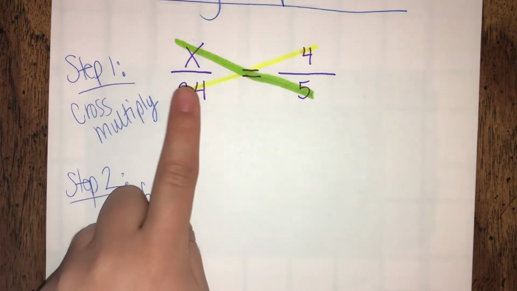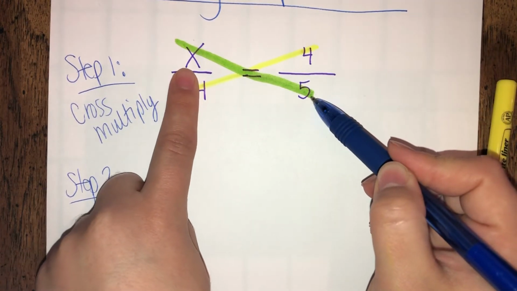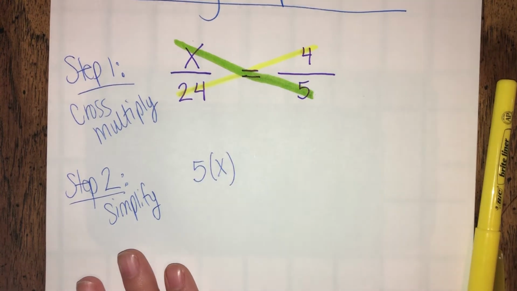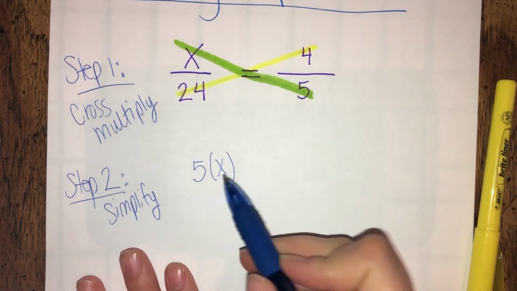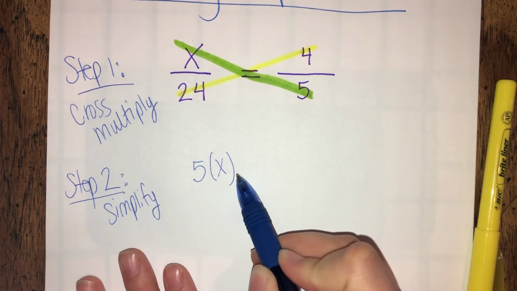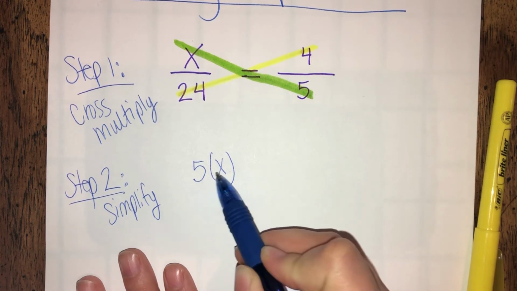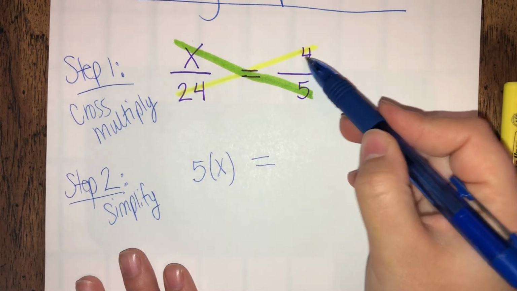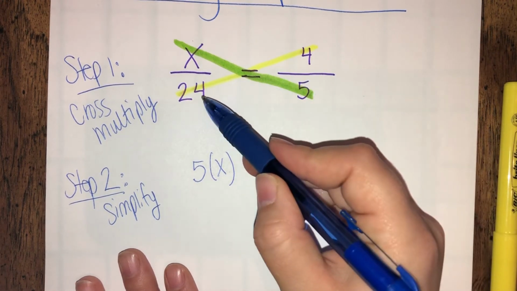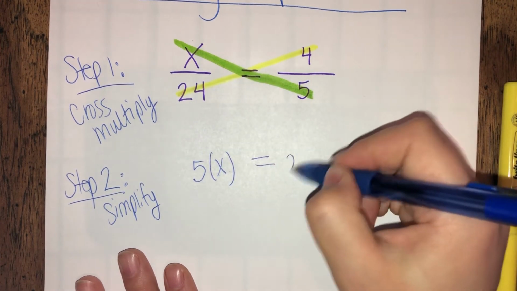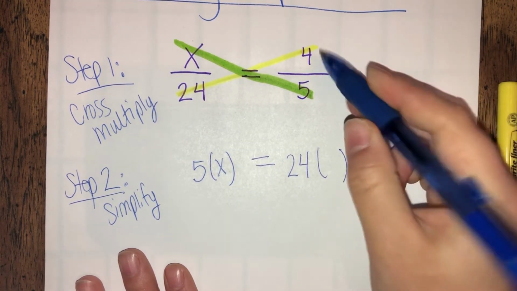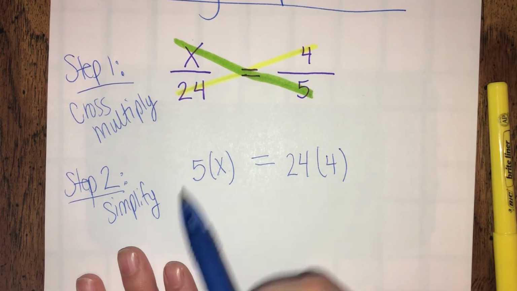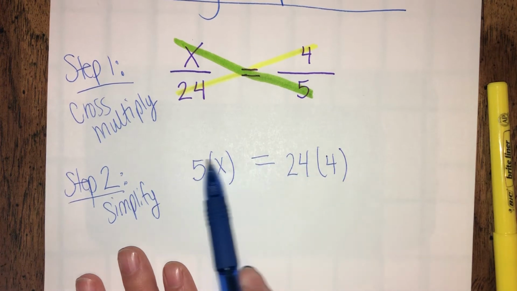If I know that x and 5 were put together, we have talked about that's 5, parenthesis, x, close the parenthesis. And remember, parentheses is standing for multiplication. So this is reading 5 times x. And it's got to equal the other part of our cross multiplication, 24 times 4.